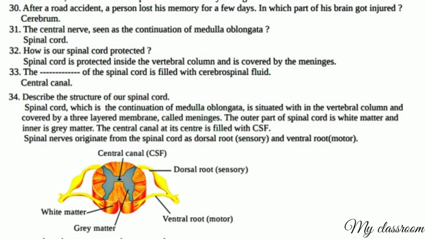Which part of the spinal cord is filled with cerebrospinal fluid? Central canal. Describe the structure of our spinal cord. Spinal cord, which is the continuation of medulla oblongata, is situated within the vertebral column and covered by a three-layered membrane called meninges. The outer part of spinal cord is white matter and inner is grey matter. The central canal at its center is filled with CSF, that is cerebrospinal fluid. Spinal nerves originate from the spinal cord as dorsal root, sensory, and ventral root, motor.